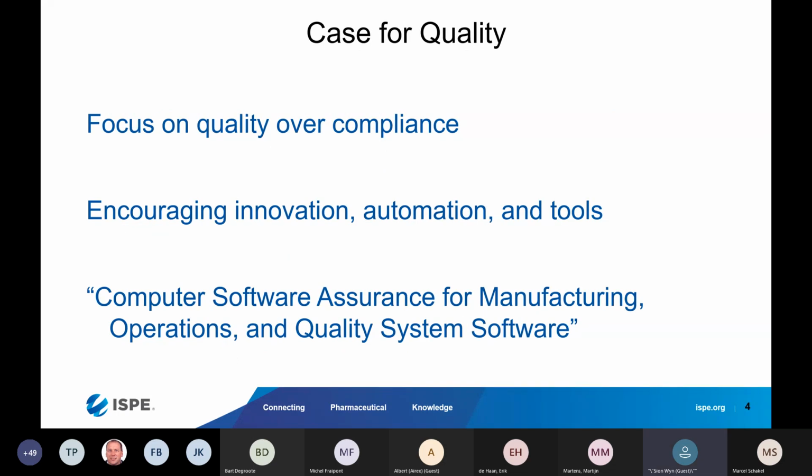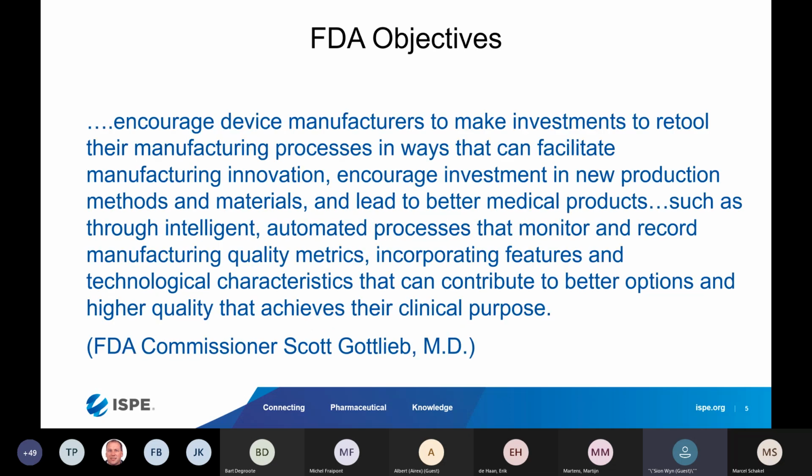So the Case for Quality is focusing on quality over compliance. It's encouraging innovation, automation, and tools, and trying not to put barriers in the way of companies, like regulatory barriers or inspection barriers, or cause fear or problems in companies such that they would be discouraged from using automation and tools in the quality system in general, and specifically to do with computerized system life cycles. And this is where the draft guidance or planned draft guidance comes in.